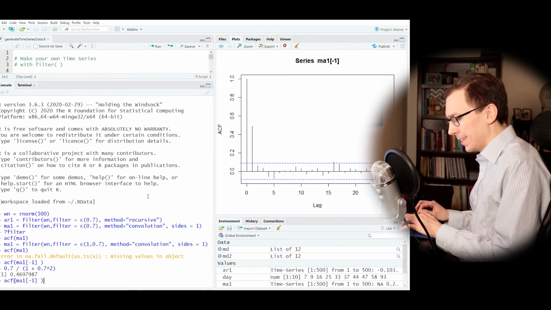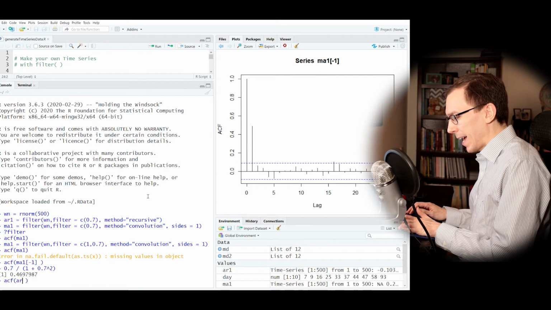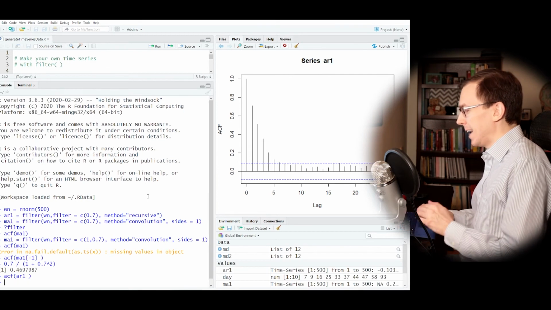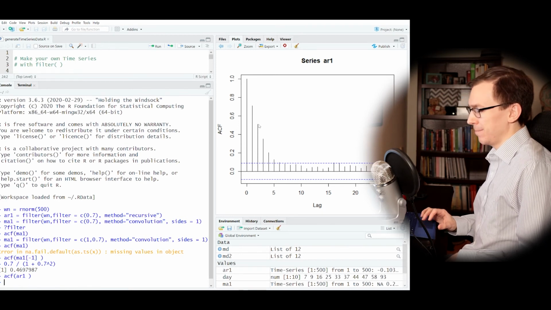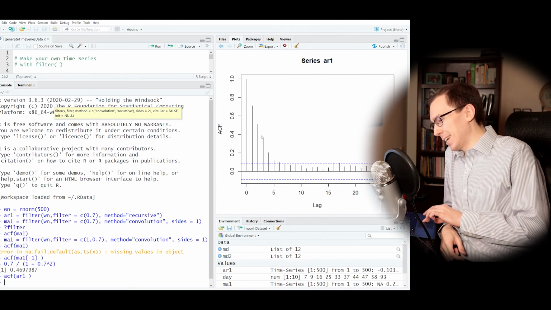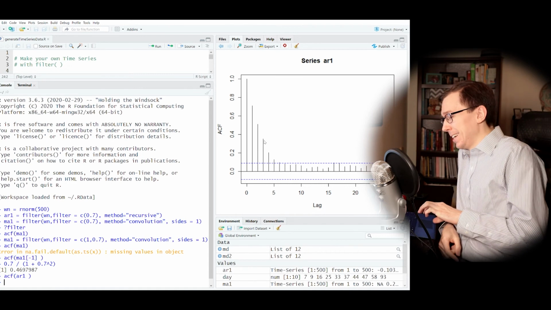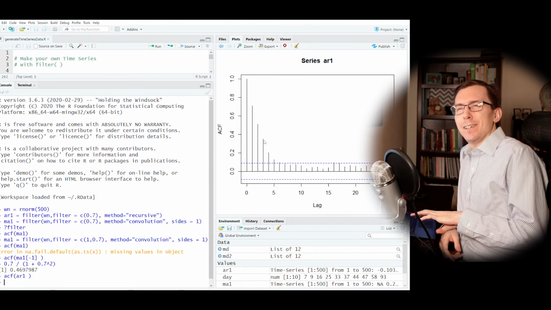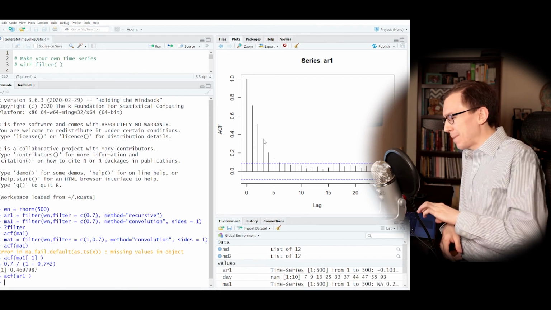Now, in contrast, if I plug in my AR1, I get that nice geometric decay that we talked about. It starts at 0.7, then it goes to that thing squared, which is going to be about 0.49. Then it goes to whatever 0.7 cubed is, which I kind of forget off the top of my head. I guess 0.34, whatever. Doesn't really matter.